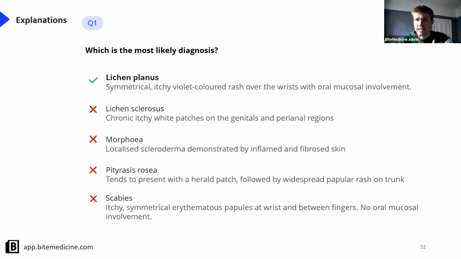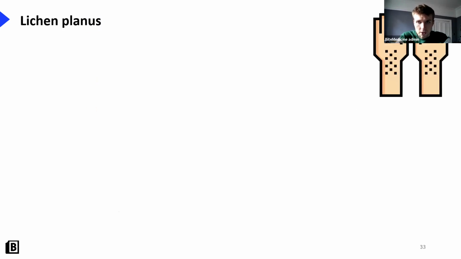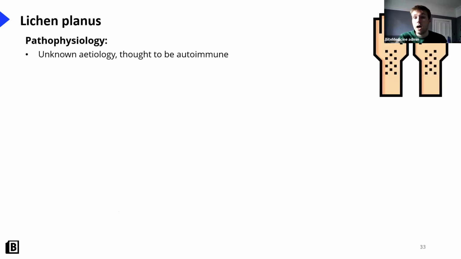You might expect in the history, in a case like this, that they would mention something about exposure to someone, potentially a new sexual partner, or someone coming home from nursery or something like that. So Lichen planus is the most correct answer. So let's go through it. So unclear etiology, again, a bit like Pityriasis rosea. It's thought to be autoimmune in nature.